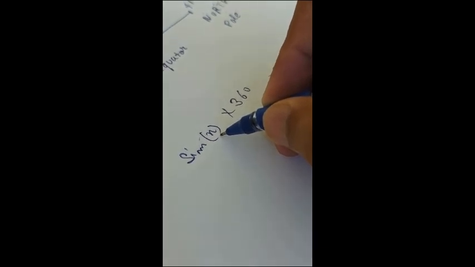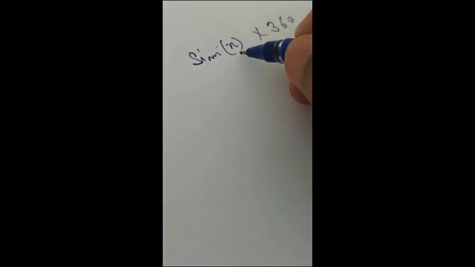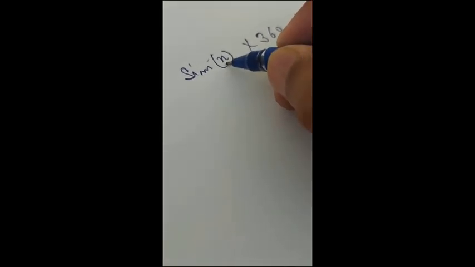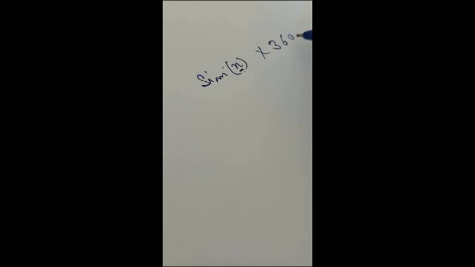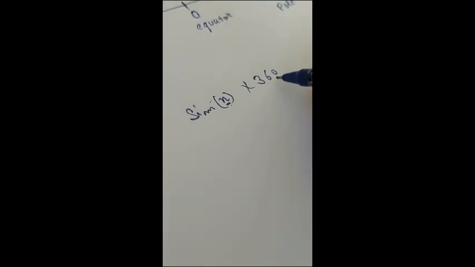This x is the latitude where you live on the earth. So you find out your latitude, put that latitude in x, and multiply that number with 360. You will find out how much rotation you make in a day at that point.